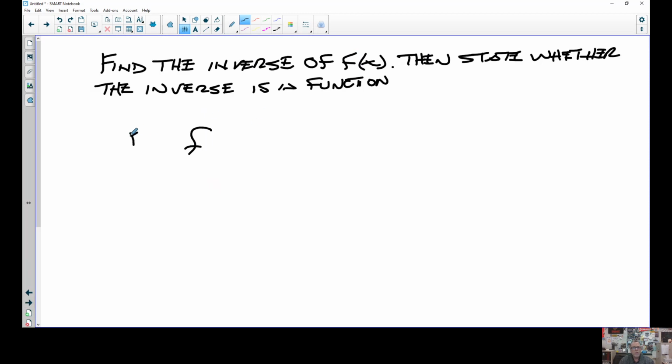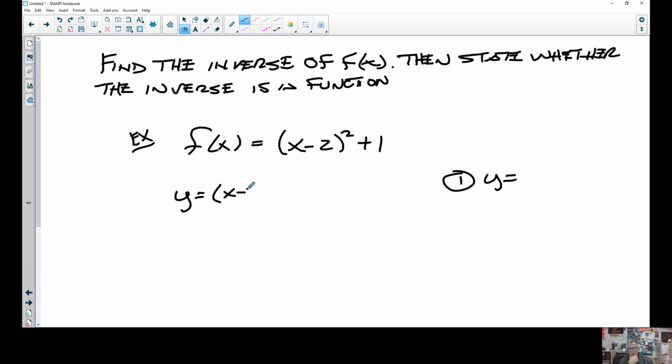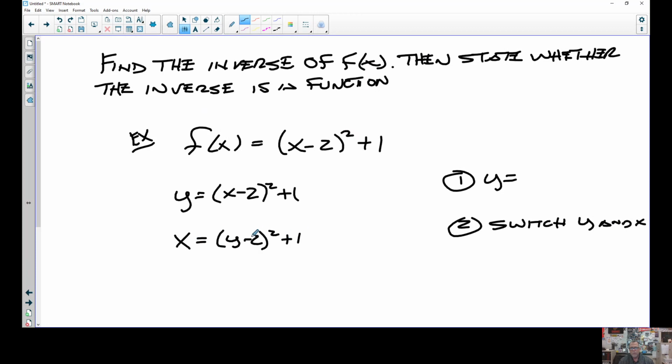Let's do our first example as f of x equals x minus 2 squared plus 1. Let's find this inverse. I'm going to break this down into steps for you guys. The first step: change this f of x to y equals. This is just a procedural thing I've found over the years that makes it easier to see for you. The second thing, switch y and x. Where you see an x, make it a y. Where you see a y, make it an x, anywhere in the function. So this becomes x equals y minus 2 squared plus 1.